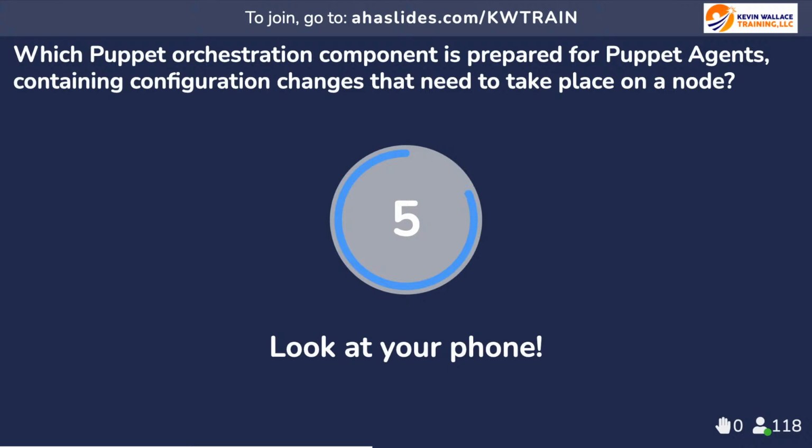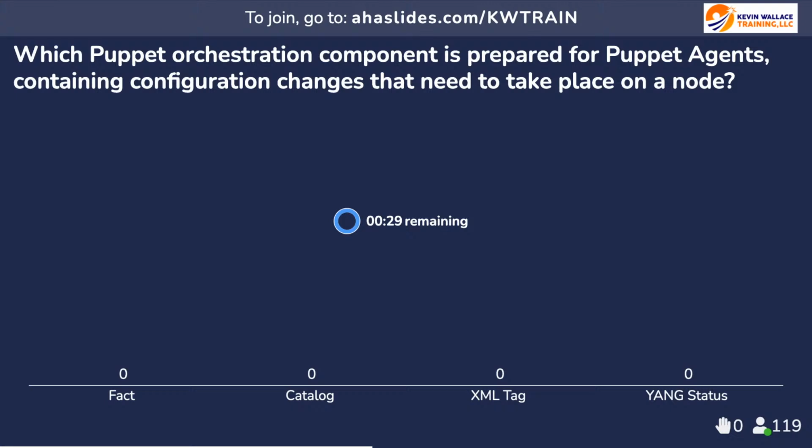Which Puppet orchestration component is prepared for Puppet agents containing configuration changes that need to take place on a node? Fact, catalog, XML tag, or Yang status?